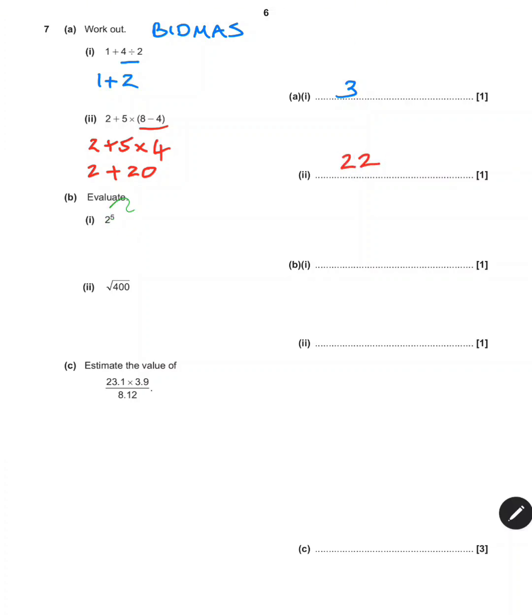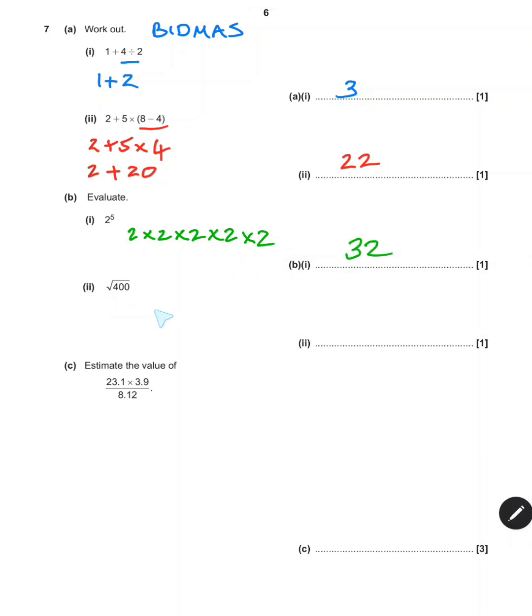Part B, we're looking at 2 raised to the power of 5. And that just means 2 times 2 times 2 times 2 times 2. 5 times. Be careful with these. This is not 2, 4, 6, 8, 10. We've got to say 2 times 2 is 4. Times 2 again is 8. Times 2 again is 16. And times 2 again is 32.